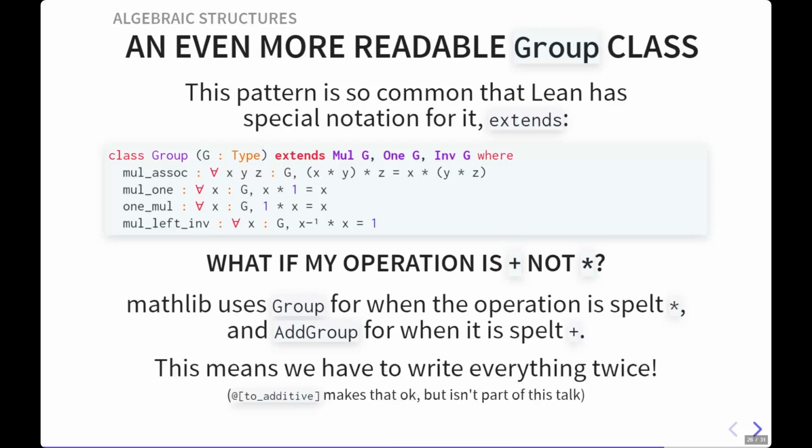It does sound like it means you would have to write everything in the library twice. There is this toAdditive attribute in Mathlib that generates some stuff for you, but I'm afraid the exercises don't show you how to use it. If you search for toAdditive on the Mathlib docs, hopefully you can find something useful if you're curious about this. Yeah, exercise, write the additive version.